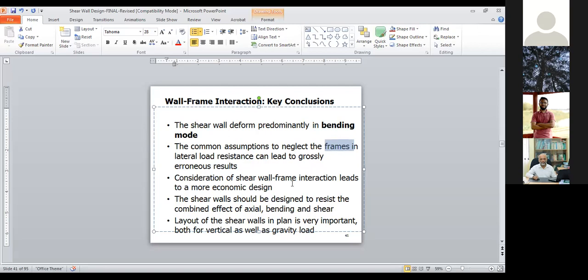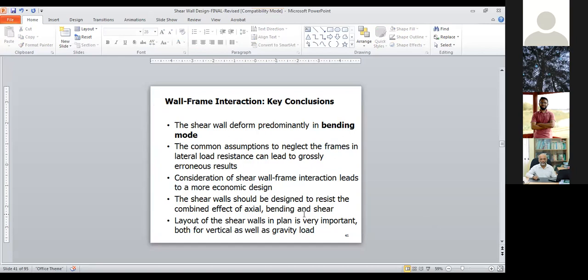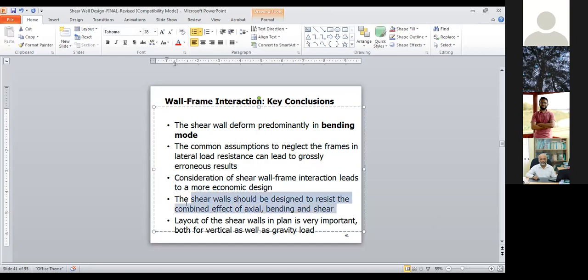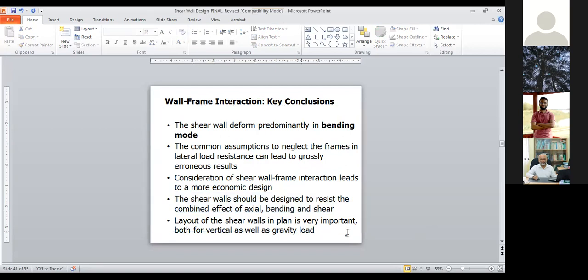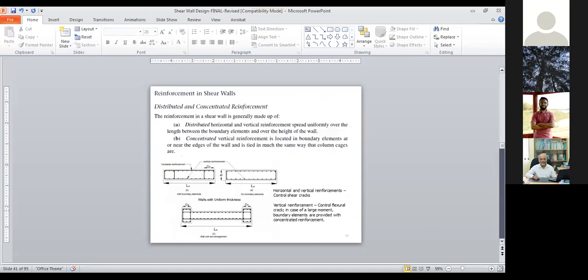Consideration of shear wall frame interaction leads to a more economic design. I think it is very important. The shear wall should be designed to resist the combined effect of axial, bending and shear. The layout of the shear wall in plan is very important, for both vertical as well as gravity load. So the locations of the shear walls are also very important.